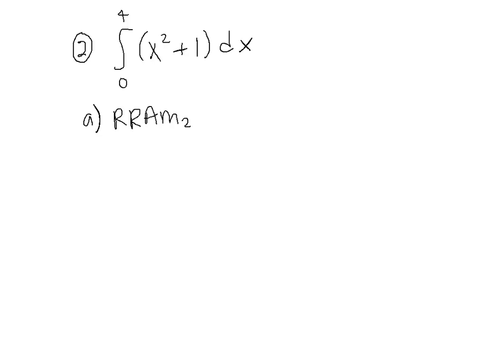Okay, so this was the second example. The integrand is x squared plus 1, and you are going from 0 to 4, and I'm asking for an approximation using the right-hand approximation with 2 subintervals. So again, the first thing is to determine the width of each subinterval. You're going to go from 0 to 4, so that's 4 minus 0, all divided by 2 subintervals. So the width this time is going to be 2.